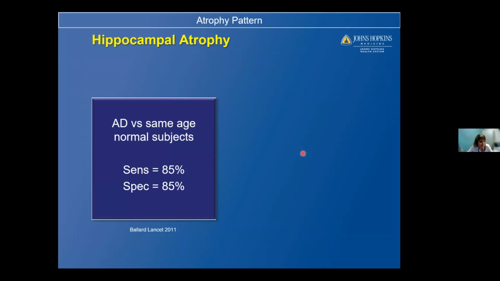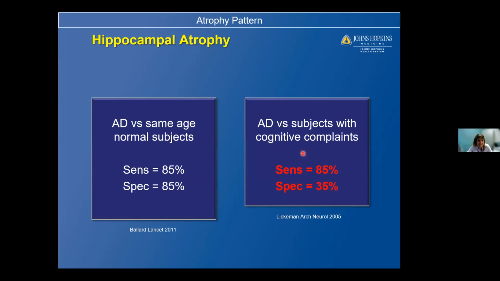When we look at the numbers for sensitivity and specificity of hippocampal atrophy for AD versus normal subjects, we see that those are pretty high, at around 85%. However, this is not the question that the clinician asks, right? That is not the question that you ask us. You don't want to know if the patient has AD or nothing. The clinician wants to know if a patient has AD or something else, right? So when we look at the numbers again, comparing AD to subjects with cognitive complaints, the specificity drops significantly. So we need to look at the whole brain.